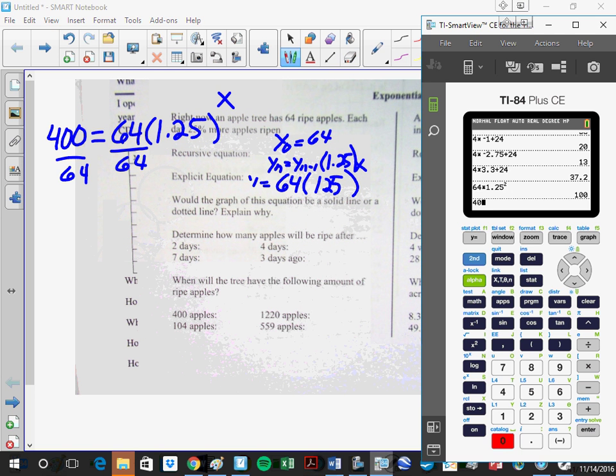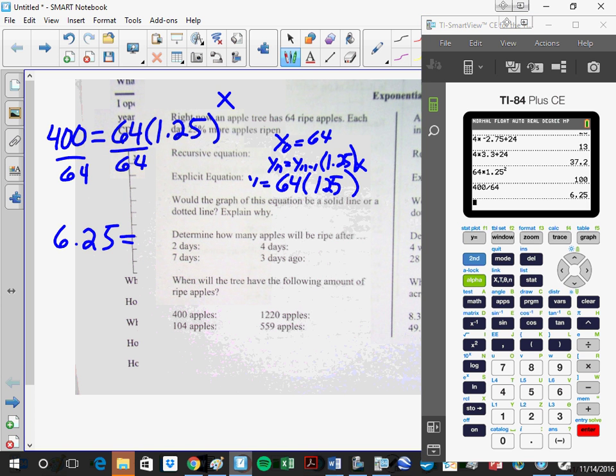So take 400, divide it by 64, and we end up with 6.25 equals 1.25 to the x. Now what? What's holding the 1.25 and the x together? They're not multiplied. It's an exponent. How do you undo an exponent? You square root it. So we're going to x root it.